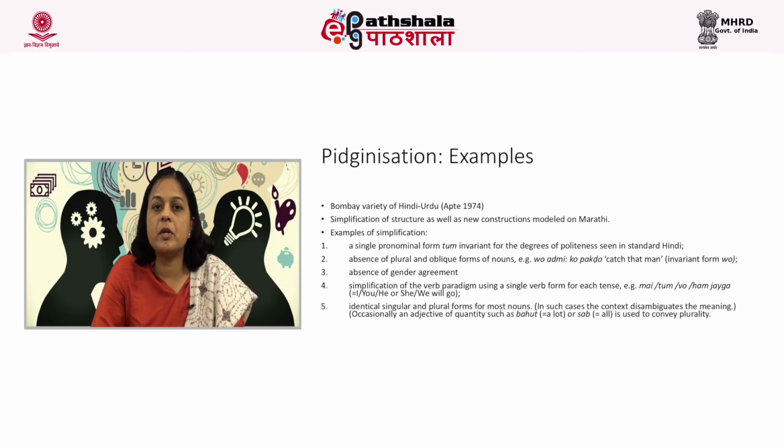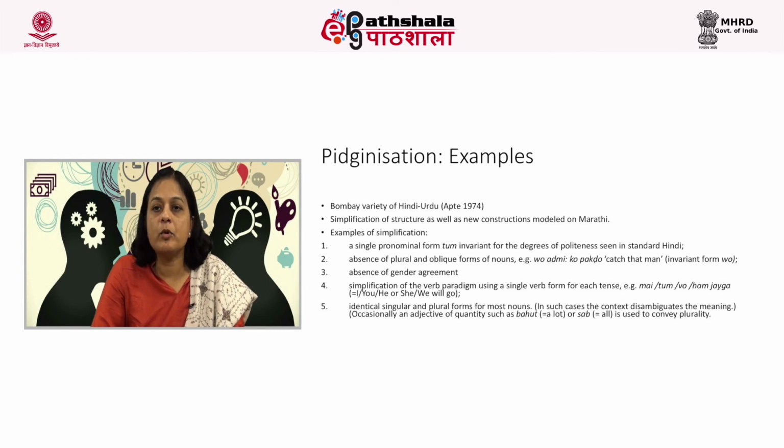Absence of gender agreement, though grammatical gender is characteristic of the standard varieties of both Marathi and Hindi, and simplification of the verb paradigm using a single verb form for each tense. For example, main, tum, wo, hum, jayega. The invariant verb form jayega is used with all persons. This could be glossed as I, you, he, she, or we will all go.